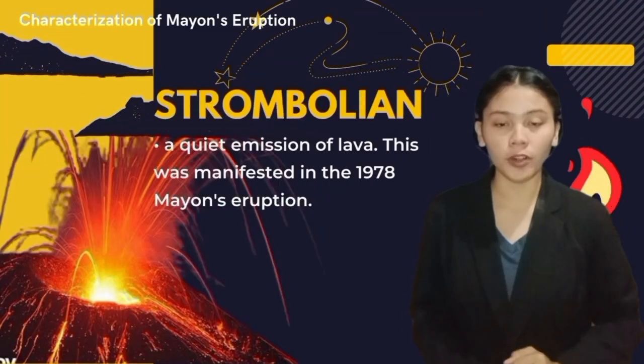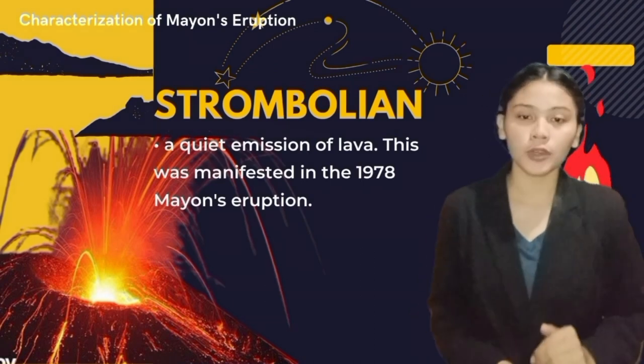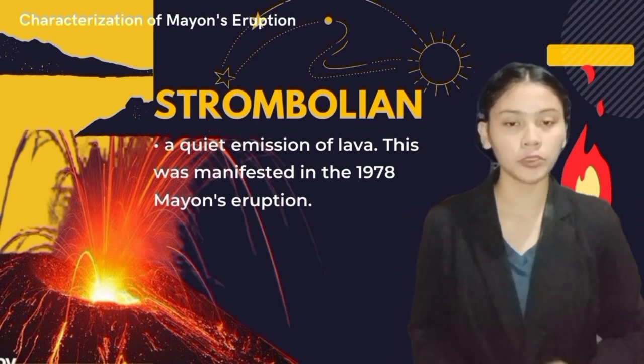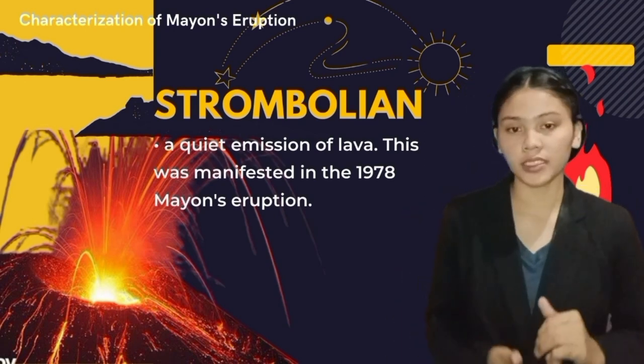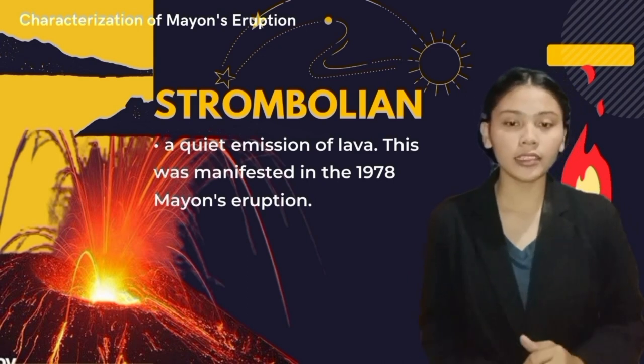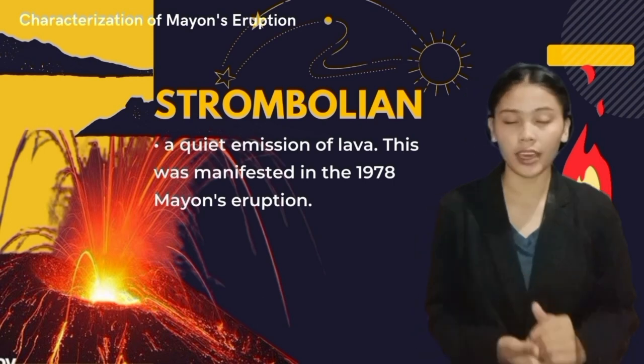Second one is Strombolian. Strombolian is a quiet emission of lava. It is one of the least violent of the explosive eruptions, although they can still be dangerous if bombs or lava flow reach inhabited areas. This characterization of Mayon's eruption was manifested in 1978.